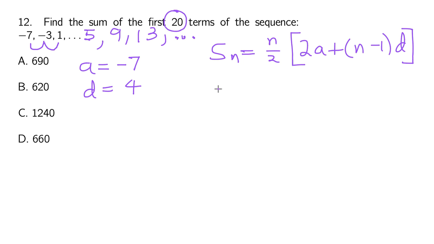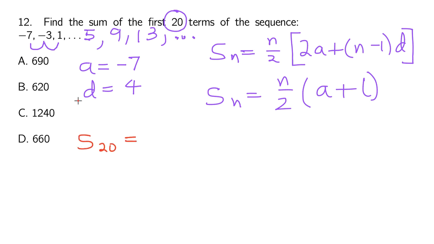If you also remember it as Sn equals n over 2 times a plus l, where a is the first term and l is the last term, you can use that as well. So either of these formulae is fine, and we just have to substitute the values for n, a, and d. So if we're looking for S20, then n equals 20.